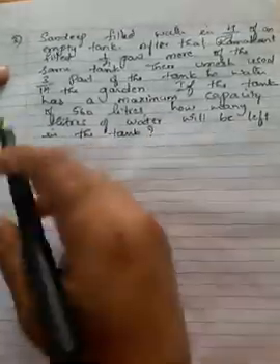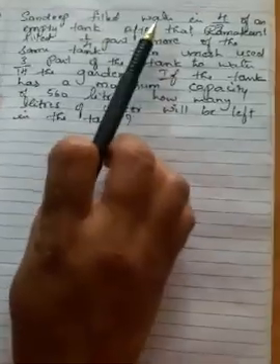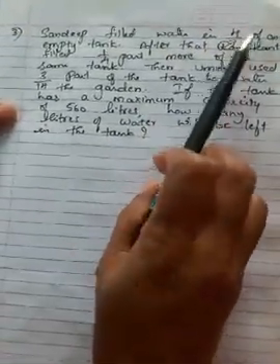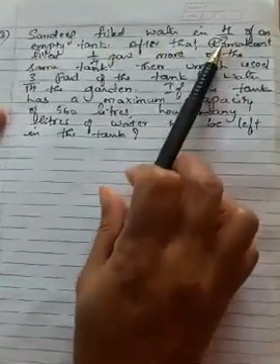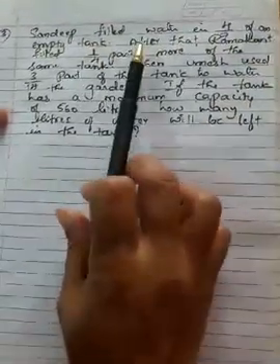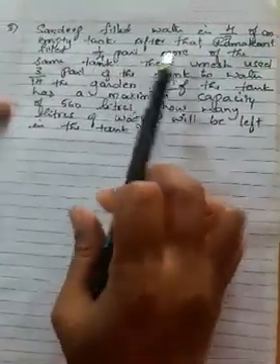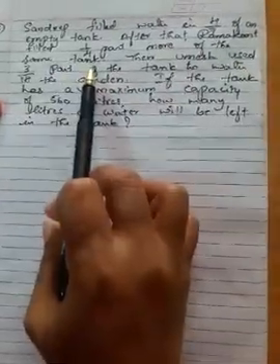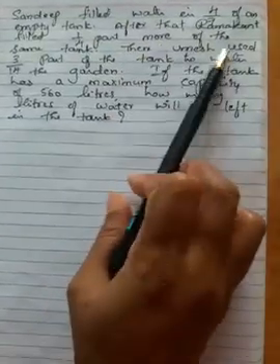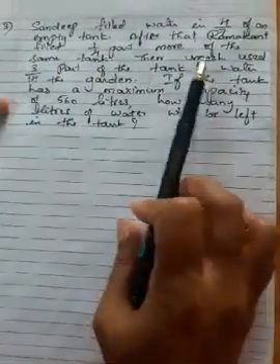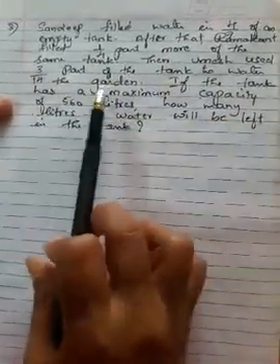So now we will go to the third question. What is given in the third question? Sandeep filled water in 4 upon 7 of an empty tank. After that, Ramakant filled 1 upon 4 part more of the same tank. Then Umesh used 3 upon 14 part of the tank to water the garden.